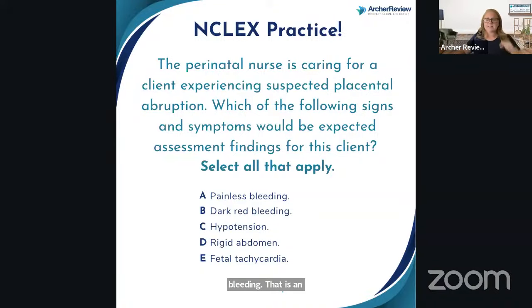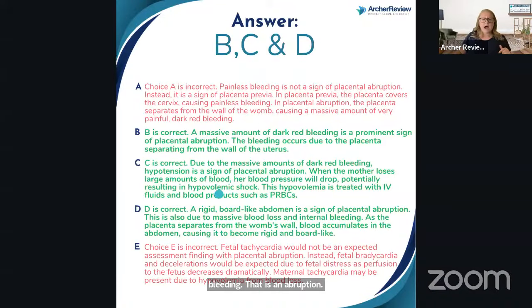Okay, now I said C and D are also right. Hypotension, why is that right? We're losing blood. We just said it. Less blood, less volume, less pressure. This is obviously going to be dangerous for a baby. And then a board-like abdomen. Why are they getting a board-like, rigid abdomen? All that blood, it's building up. Blood, blood, blood. And that abdomen becomes very hard. This is a dangerous situation.